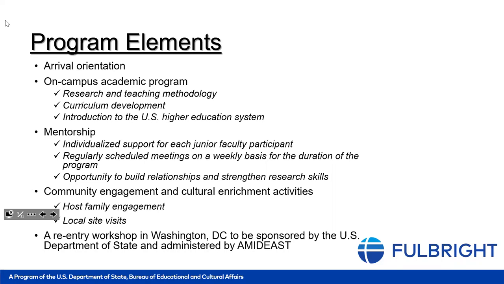Then there is an on-campus academic program. This portion of the program consists of a structured 10-week academic program that exposes junior faculty to teaching and research methodologies, among other areas. Next, we have the mentorship component. The mentorship component should be structured to reinforce program objectives and provide individualized support and opportunities to build relations between U.S. academics and also the visiting faculty members.